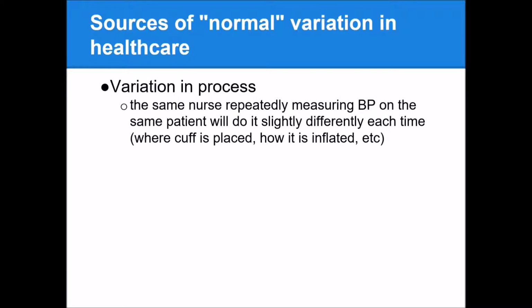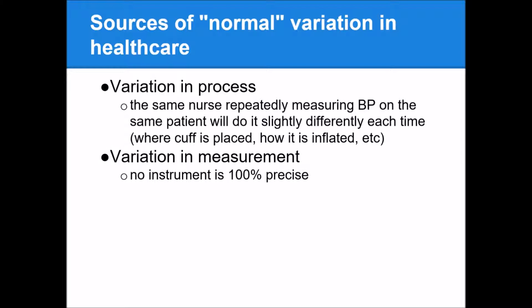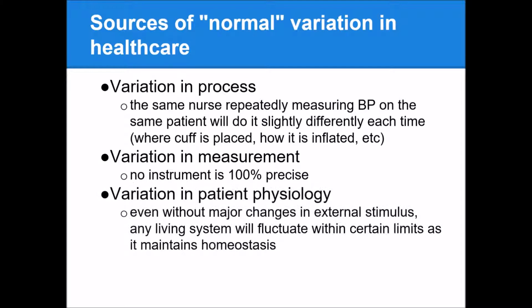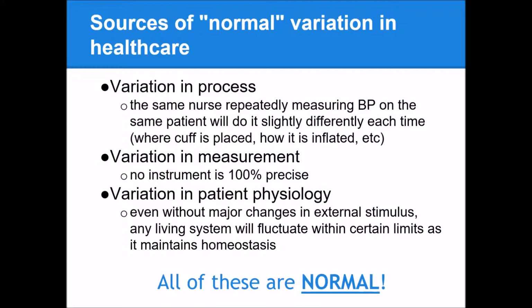in the process itself. With blood pressure, for instance, the same nurse repeatedly measuring blood pressure on the same patient will do it slightly differently each time, placing the cuff differently, inflating it differently, etc. Variation in measurement, as in the instrument itself is not 100% precise, and so will give slight variations even if measuring the same thing over and over. And variation in patient physiology. In other words, even without major changes in external stimulus, any living system will fluctuate over time within certain limits as part of homeostasis. All of these kinds of variation are normal and to be expected.